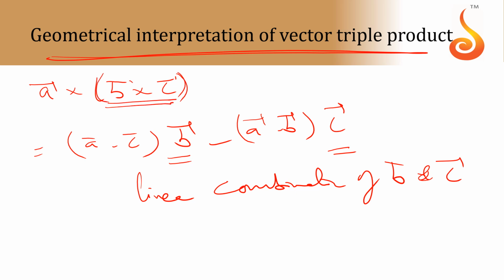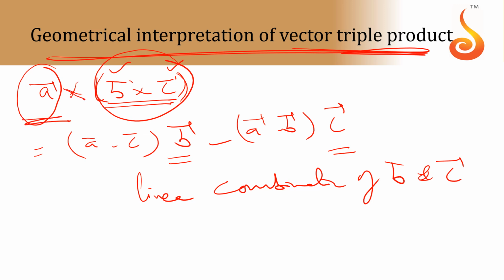So please remember, the vector triple product is a vector which is perpendicular to the individual vector and in the plane of the bracket vectors. Actually it is perpendicular to both A bar as well as B cross C, because it is a cross product between them. So I am splitting it like this: it is perpendicular to A bar but in the plane of B bar and C bar.